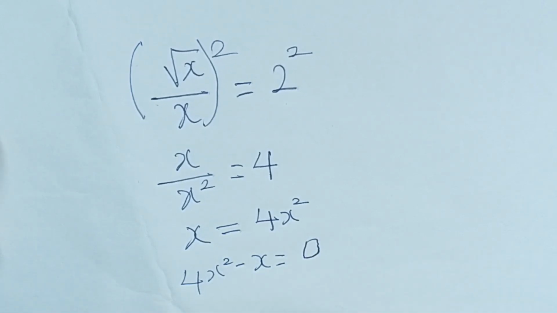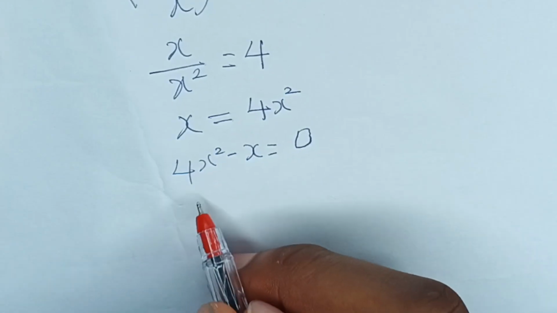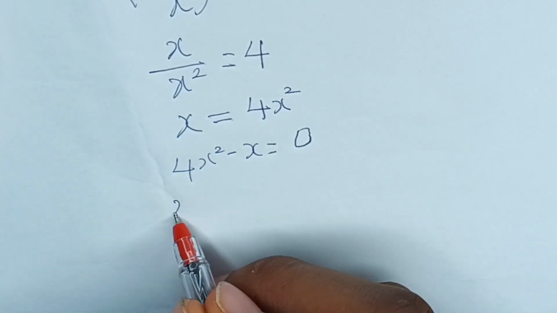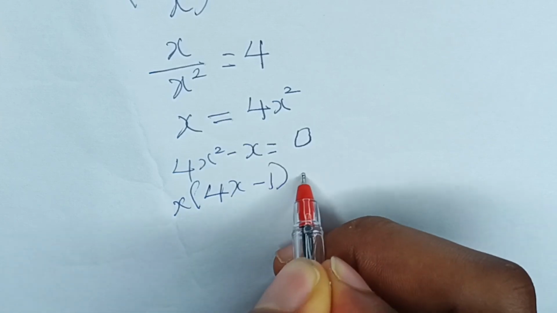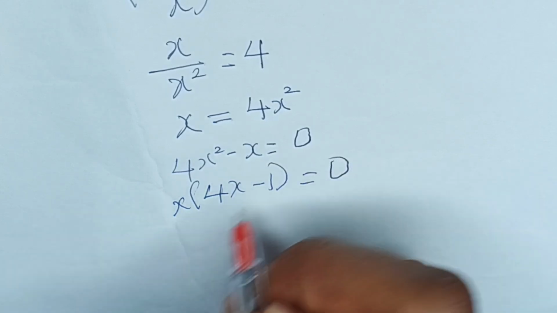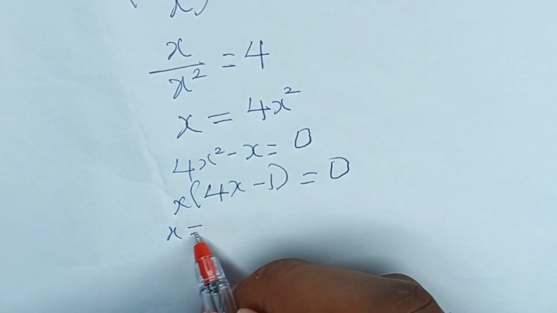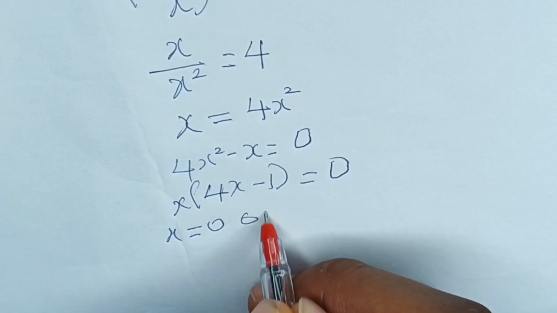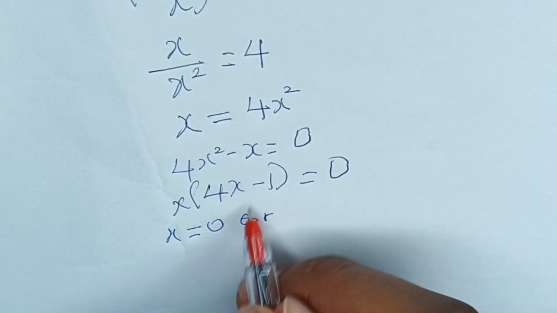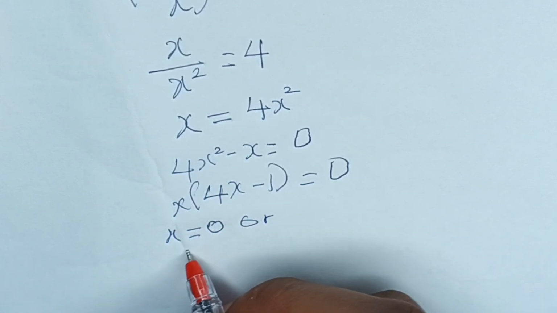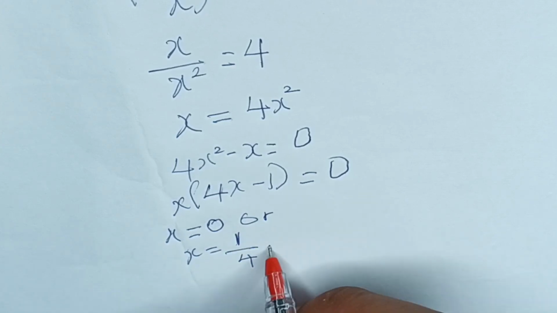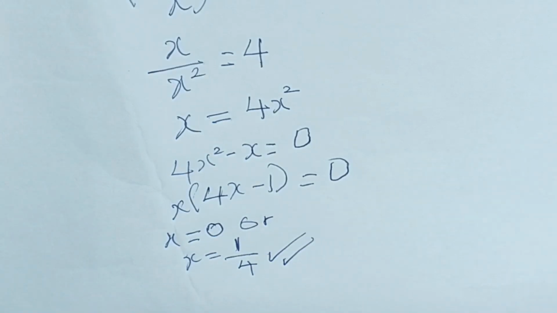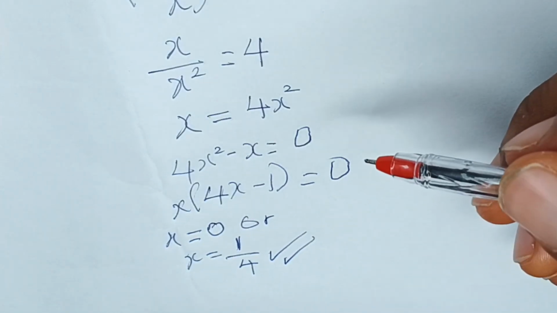Okay, now what does this show? This shows that if we factor out x, we have x times 4x minus 1 to be equal to 0. Hence, x is either equal to 0 or 4x minus 1 is equal to 0. Hence, x is equal to 1 over 4. Alright, so these are the two answers for x.